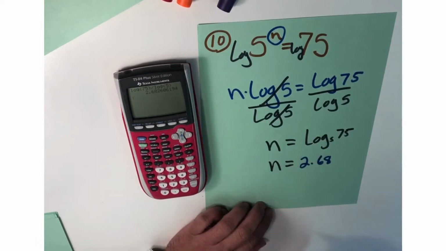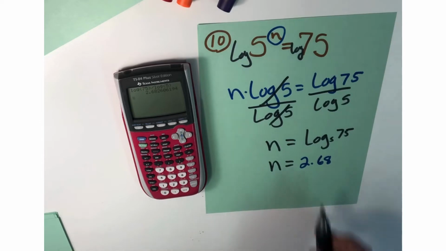Let me see, round it off to a 2. Nope, it stays that way. And there you are to 2 decimal places, okay? This is why logs are important. Now let me show you something.